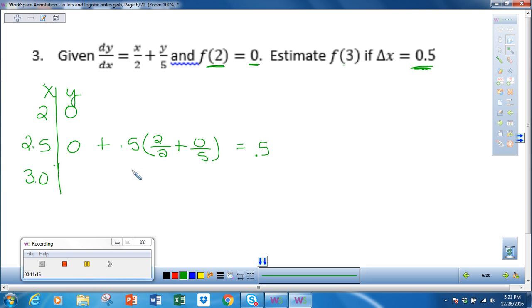Alrighty, and then the next one, so then I take my previous y, which was 0.5, and I'm going to again multiply by 0.5. Now remember, this 0.5 is because that's my delta x. And I'm going to evaluate this with my previous x, which would be 2.5 over 2, plus my previous y. My previous y this time was 0.5 over 5. And using my handy-dandy calculator, I cheated and did this earlier, I got 1.175. Feel free to check my math if you like.